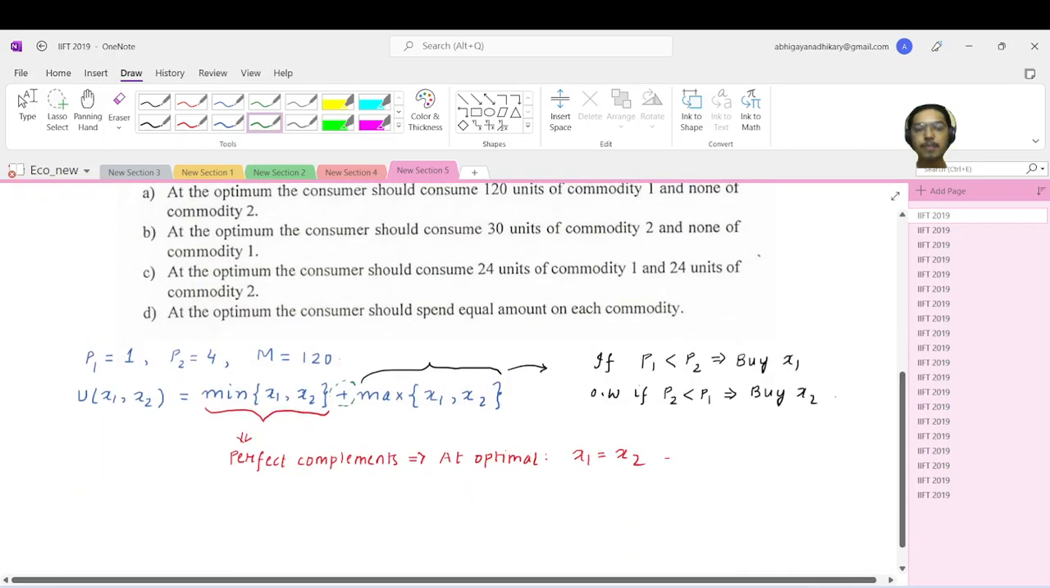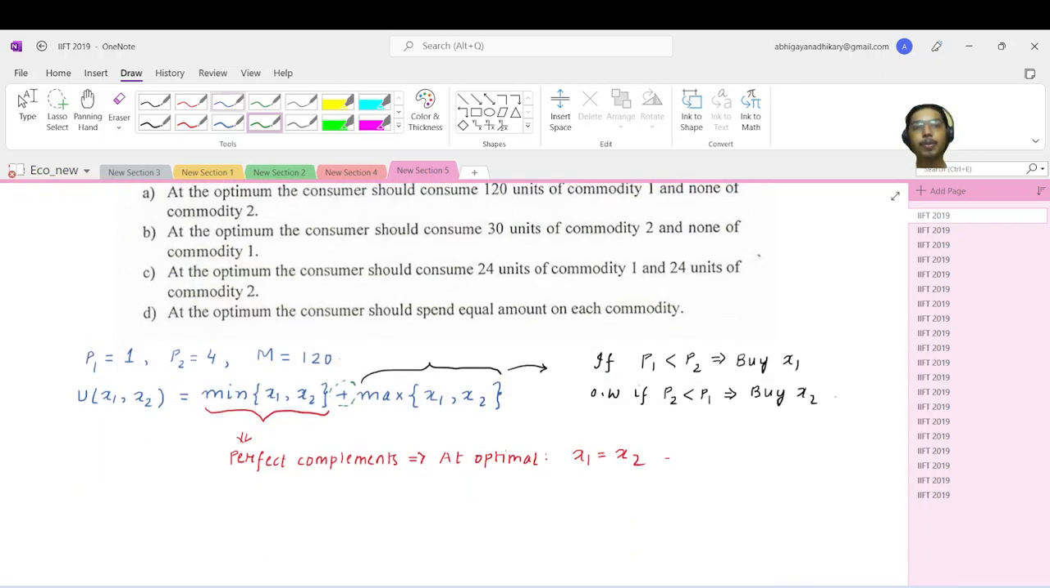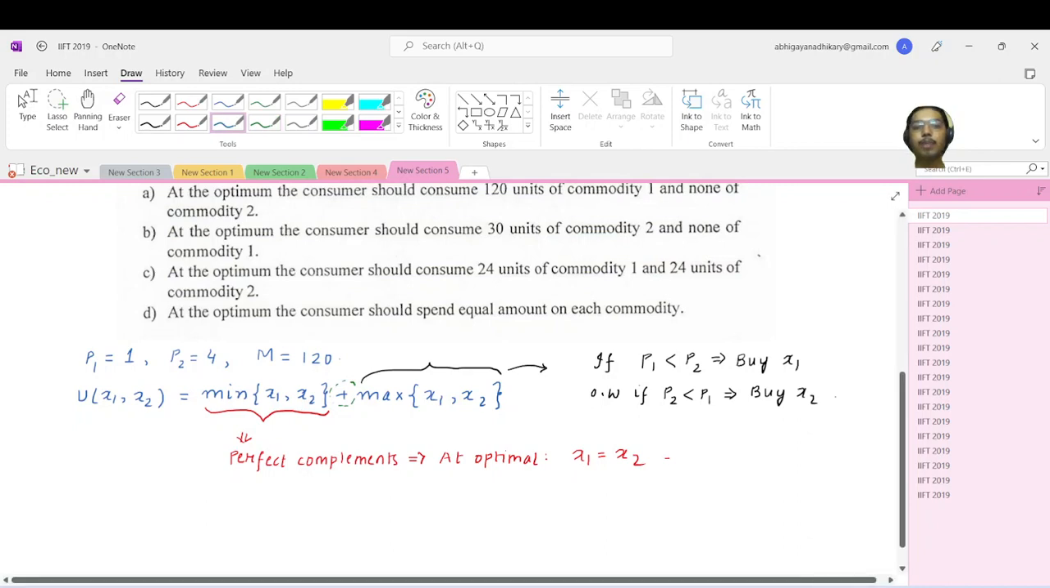So now let us understand this perfect complement part. You're going to consume both of them in equal amounts. So this bundled together, let's suppose that min of x1 x2, if I denote it by some a, then what is the price of this bundle? Let's say if I denote it as PA, then it's simply P1 plus P2, right? Which in our case is 5.